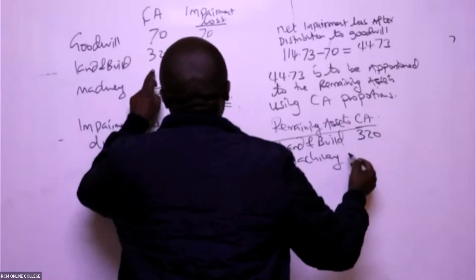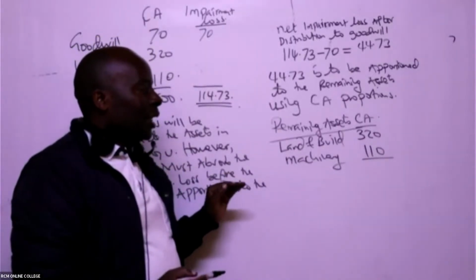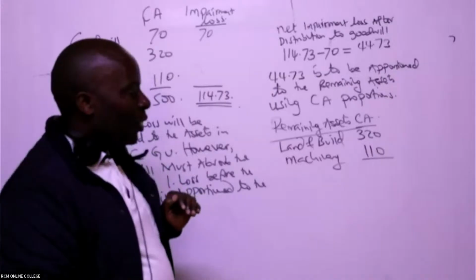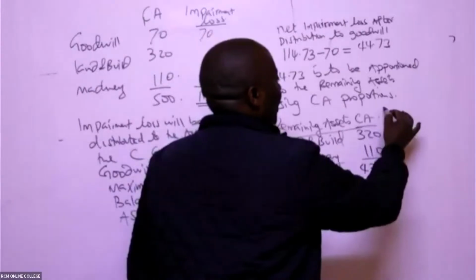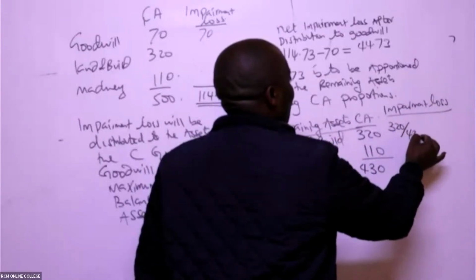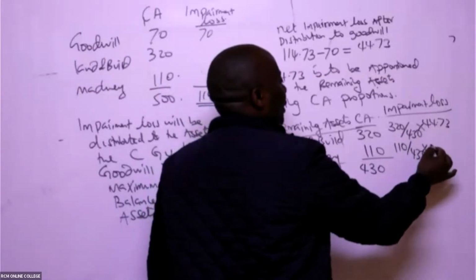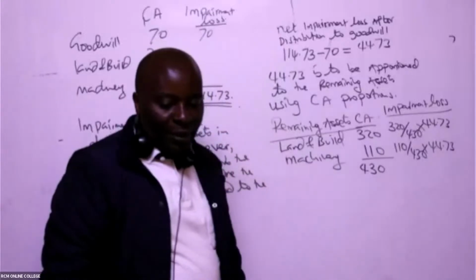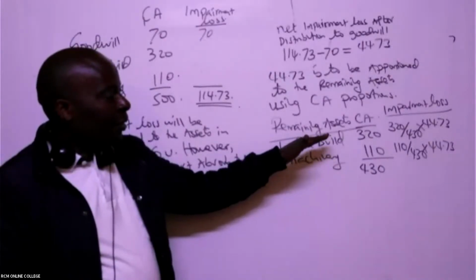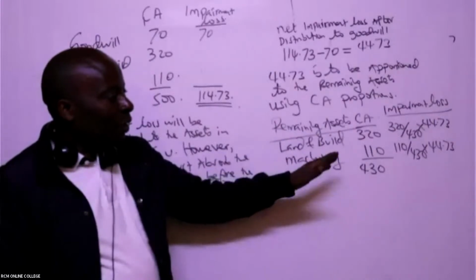this is 320, this is 110, giving me how much, ladies and gentlemen, the total carrying amount of the remaining assets? We have here 430. So meaning that the impairment loss will be 320 over 430 times the remaining, and 110 over 430 times the remaining. So basically the remaining amount gets split by the carrying amount fractions, proportions.